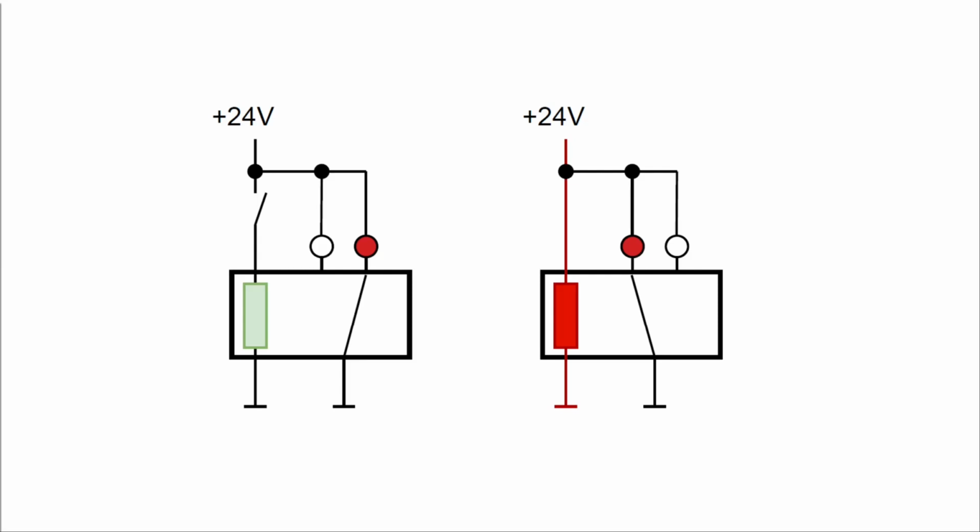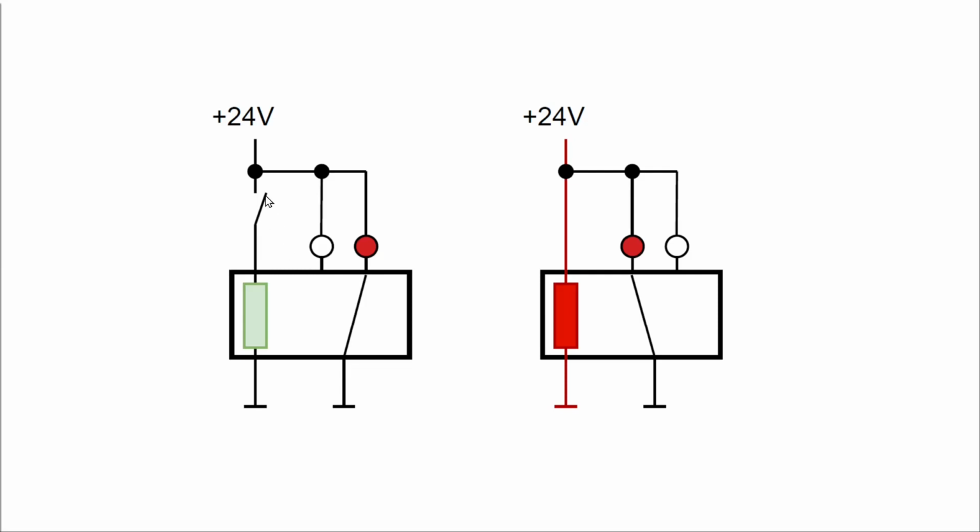Now I want to answer the question, what is a relay? A relay is an electromechanical component, and a relay consists of a coil here, and if current flows through this coil, then it acts like a little electromagnet, and this switch here will switch from one position to the other position.